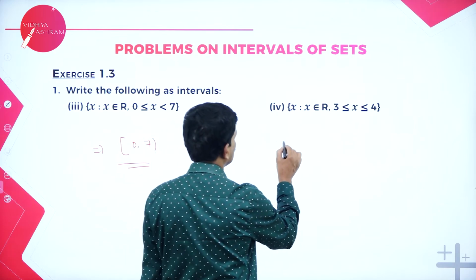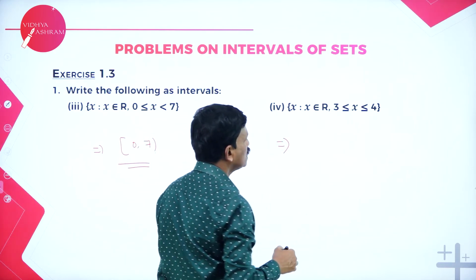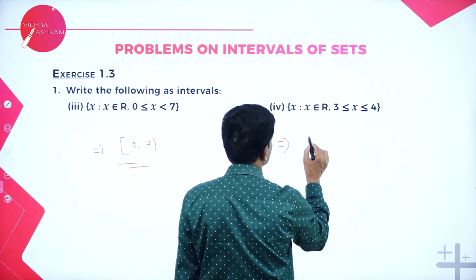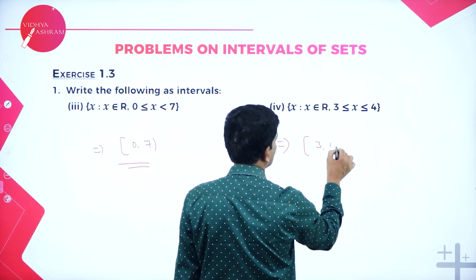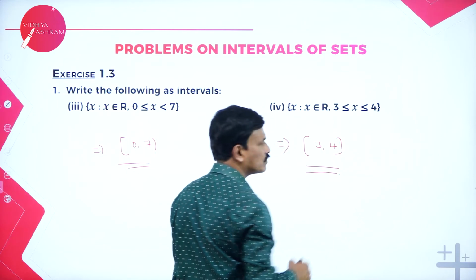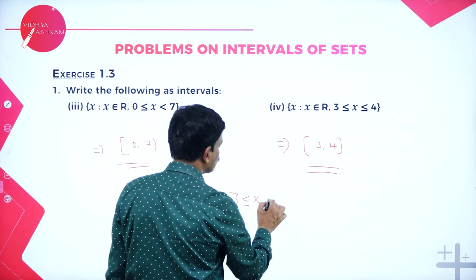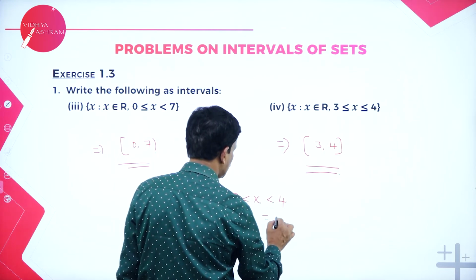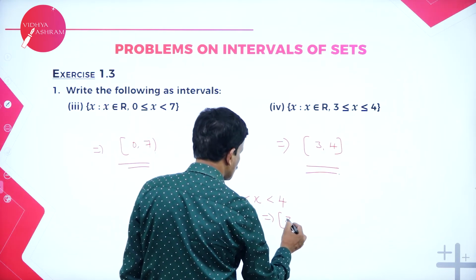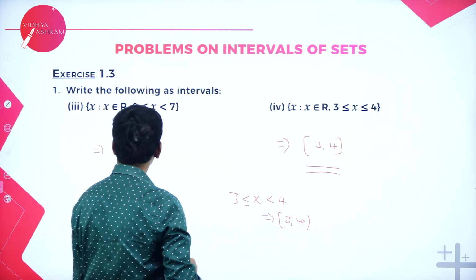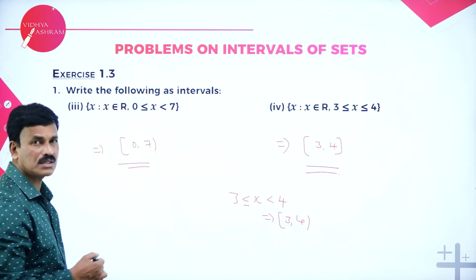Whereas this one implies x such that x belongs to R, 3 less than or equal to x less than or equal to 4, means this is [3, 4]. This is the closed interval. Suppose if it is like this, 3 less than or equal to x less than 4, this can be written as closed and open, [3, 4). This is the small bracket, right? So these are the examples.